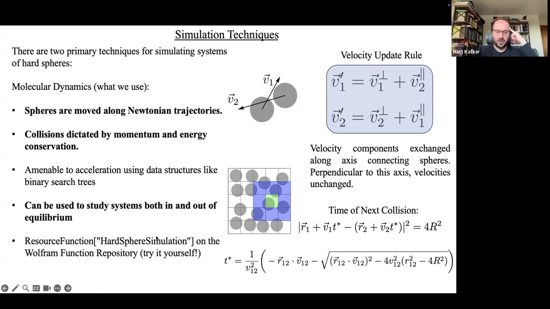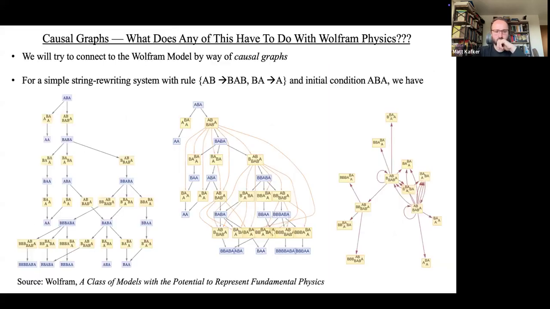And I mentioned this already, but if you look up Resource Function hard sphere simulation, you can play around with the simulation for yourself. It's using a crude version of molecular dynamics. We have more accurate versions for the results I'm going to be reporting on now.